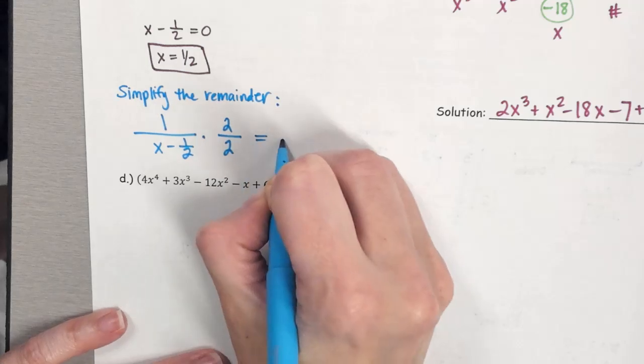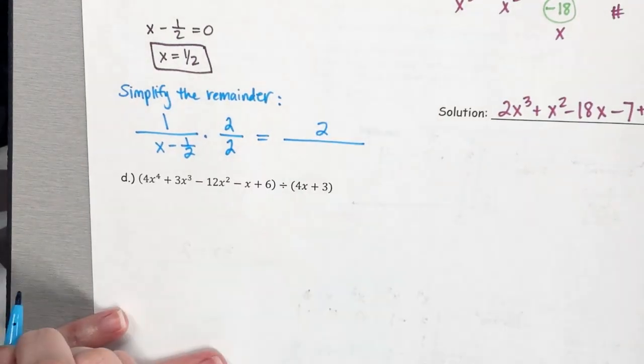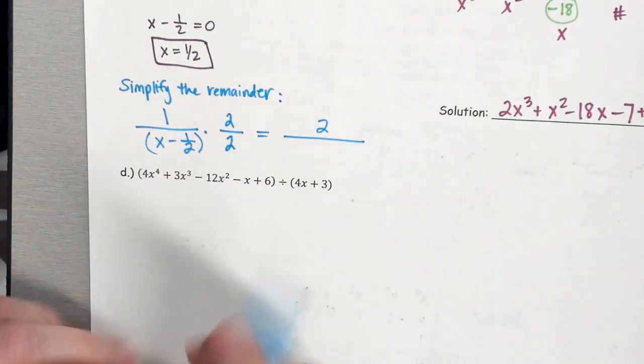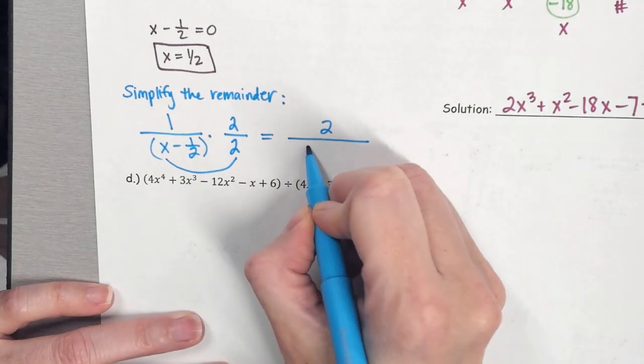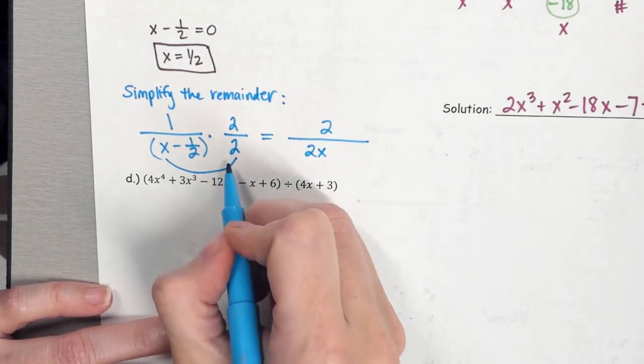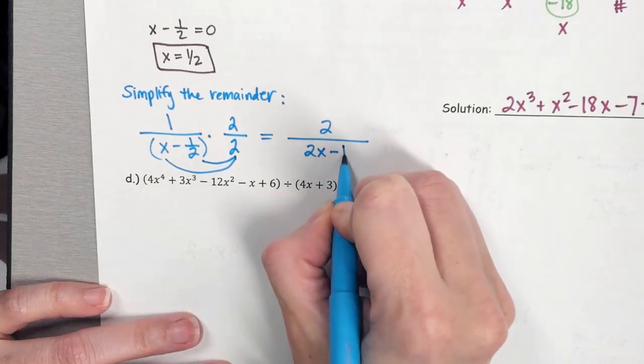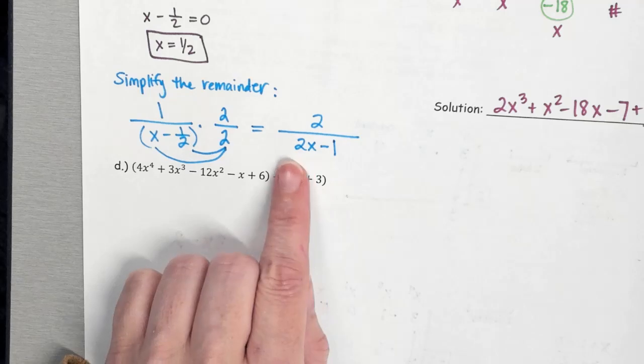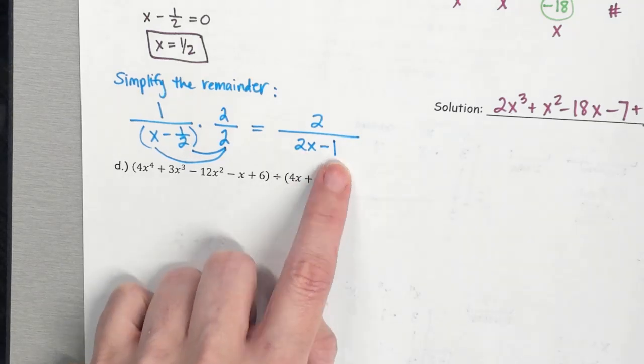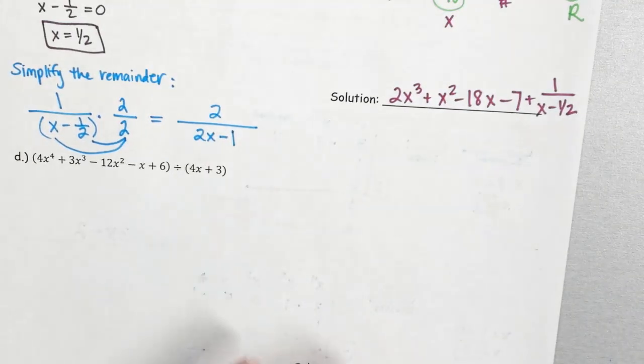So if we multiply straight across, you'll have 2 on the top. And then if we distribute, 2 times x is 2x. 2 times negative 1/2 is negative 1. Yep. So now we have integer coefficients. 2 is an integer and -1 is an integer.